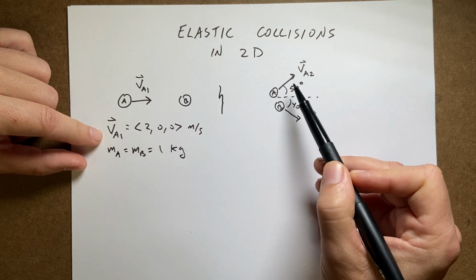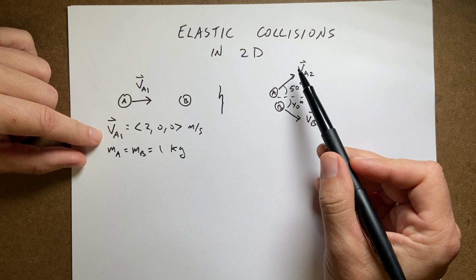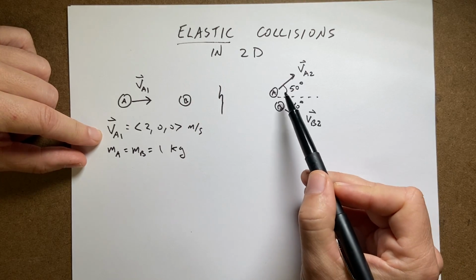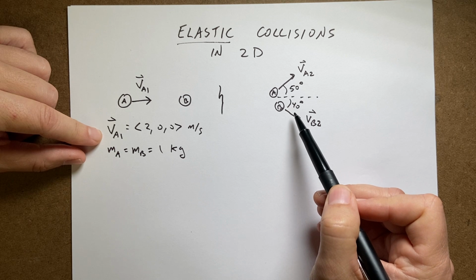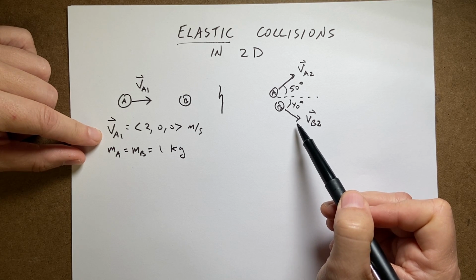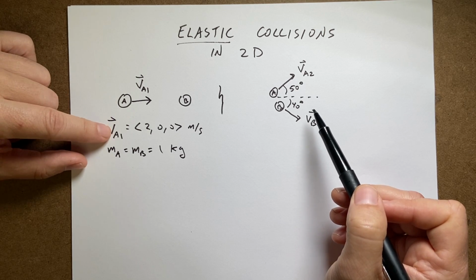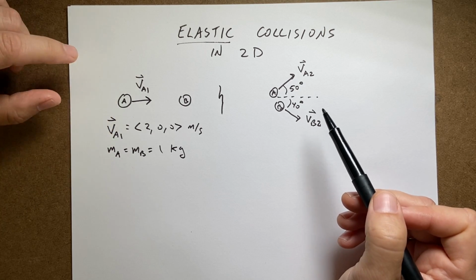And then after they hit, ball A recoils off. It's an elastic collision. It recoils off at a 50-degree angle, and then ball B recoils down at a 40-degree angle. So what are these speeds? Can we find these speeds? And you don't even really need V1, but let's just see what we can figure out.